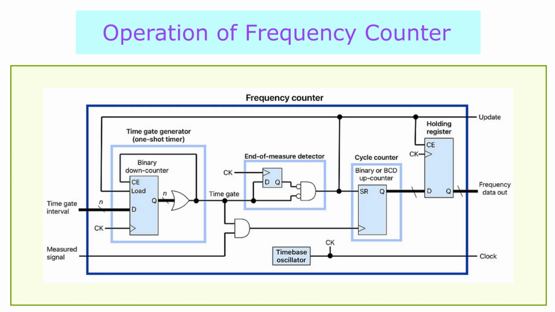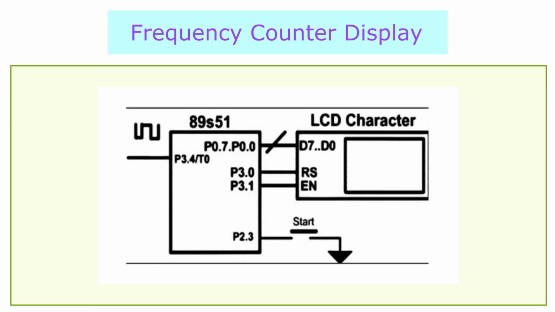At the end of the gate time, the accumulated count is transferred to a holding register and the counter is reset to 0 to prepare for the next measurement. The value stored in the holding register directly indicates the measured frequency in Hertz when the gate time is 1 second. For other gate times, the holding register value must be scaled to convert it to Hertz. In digital frequency counters, the measured frequency is typically output to a display.